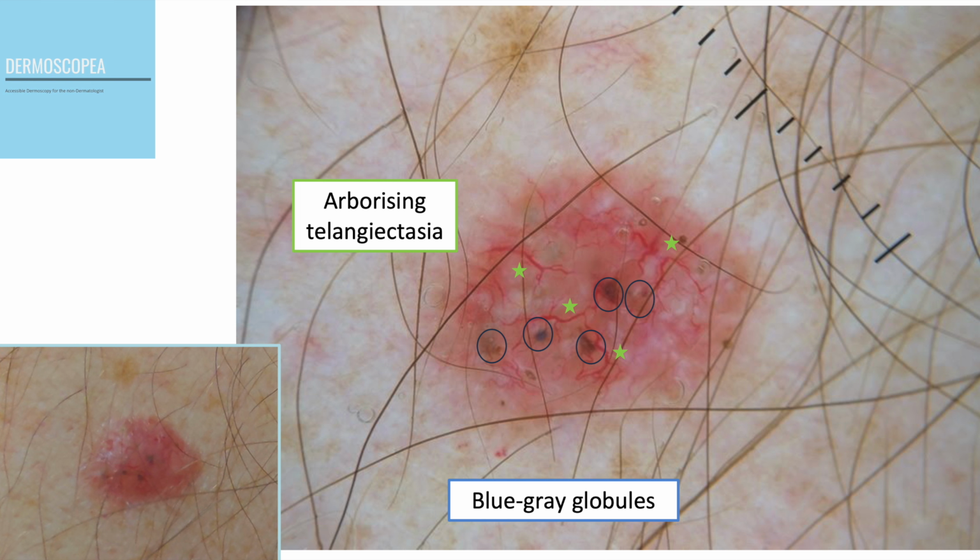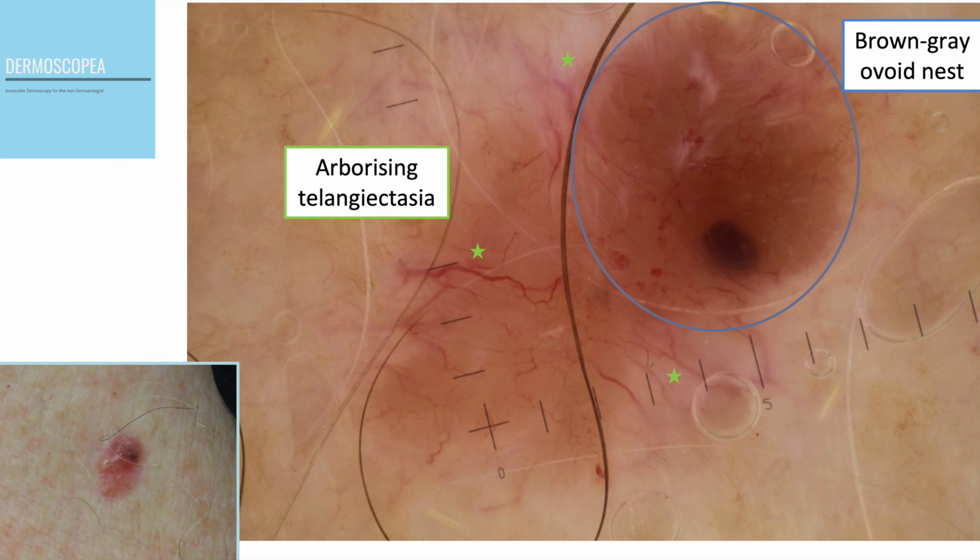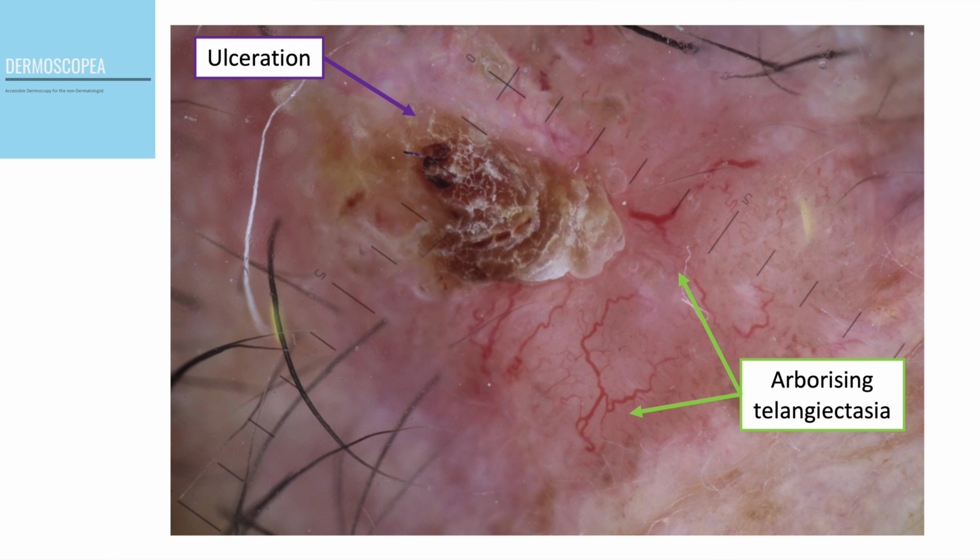This BCC has blue-gray globules alongside typical arborizing telangiectasia. Here is another BCC with a large brown-gray ovoid nest and arborizing telangiectasia. Ulceration is commonly seen, although this feature is not exclusive to BCCs.